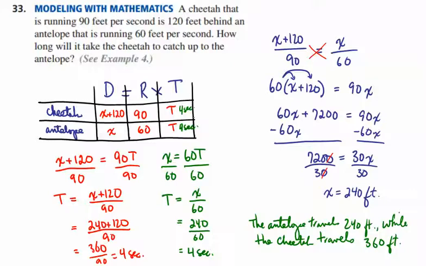So we set up our structure there. D equals RT. Fill in the information that we need. Come up with two equations. In this case, since the time is the same in both of them, we're going to solve each equation for t, then set the two equations equal to each other. Solve them for x, taking care to note what the units of measure of x are, in this case feet, then plugging that 240 feet back in for x into both equations and solving for t, which is what we're looking for here. It will take the cheetah 4 seconds.